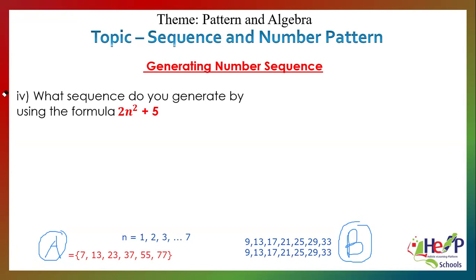I started like this. 2n squared plus 5 is equal to 2 times n in brackets plus 5. n will represent 1. All the n's will represent 1. 2 times 1 in brackets plus 5. That is 2 plus 5 is equal to 7. Another one, 2n squared plus 5.